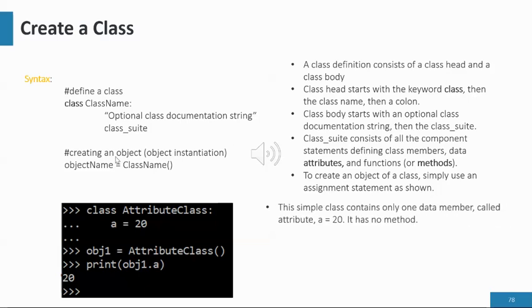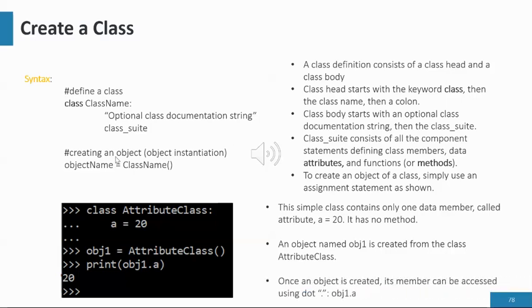The example shows a simple class that contains only one data member called attribute a equal to 20. It has no method. An object named obj1 is created from the class attribute class. Once an object is created, its members can be accessed using the dot operator.